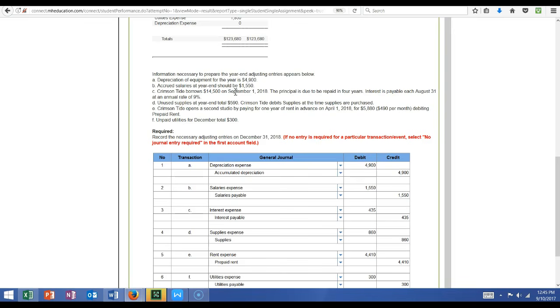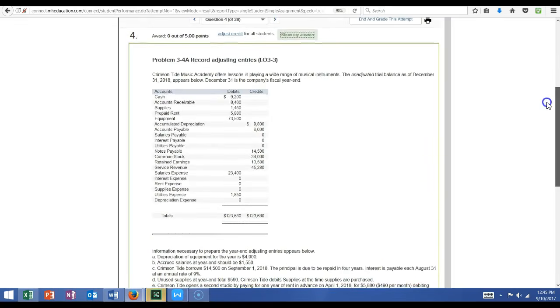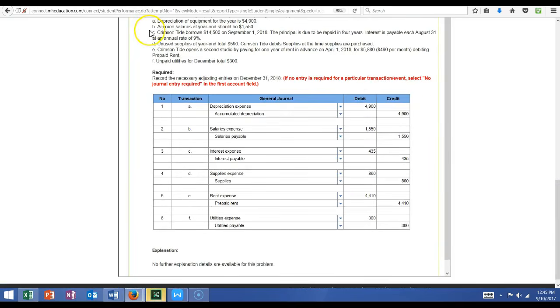When supplies get purchased, we always debit supplies, and we credit cash or accounts payable. At the end of the year, we create this adjusting entry to say, okay, how much did we really use? So we take the asset, supplies, $1,450, minus the $590 that's left. The difference, the $860, is the expense. We reduce our supplies so we accurately reflect the new supplies balance.